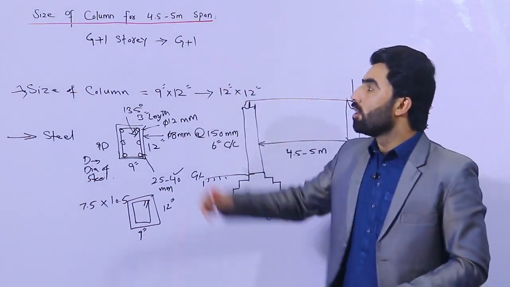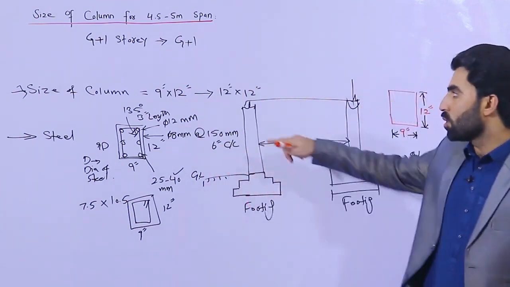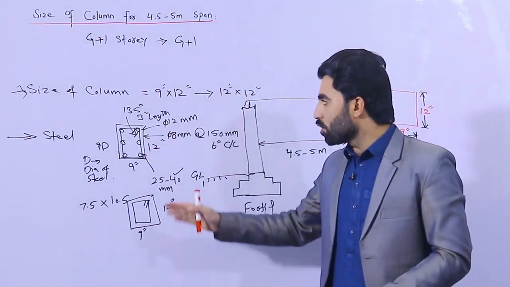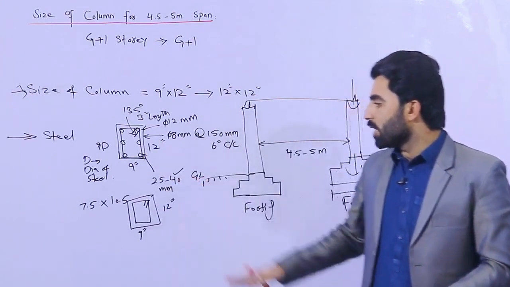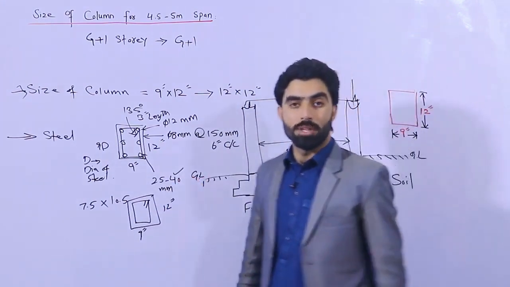So for size of column for 4.5 to 5 meter, you are able to use this size. You have these steel reinforcement details to use for G+1 story. Hope this short video can help you.